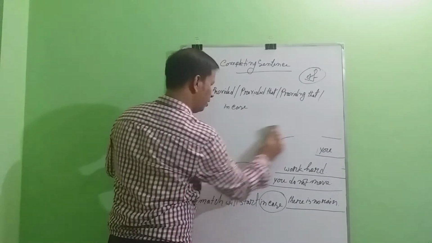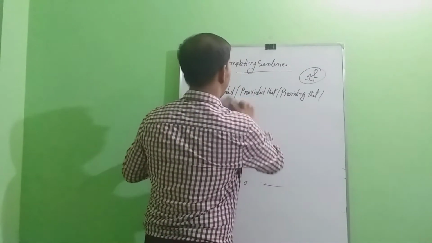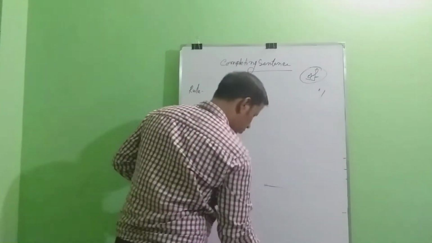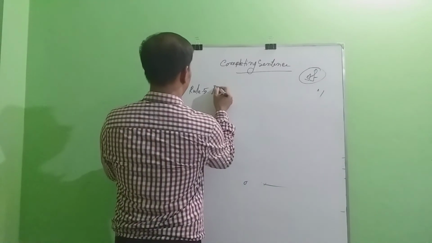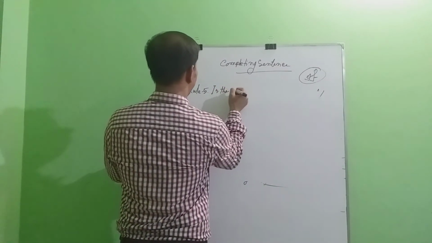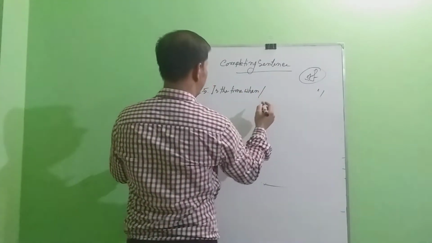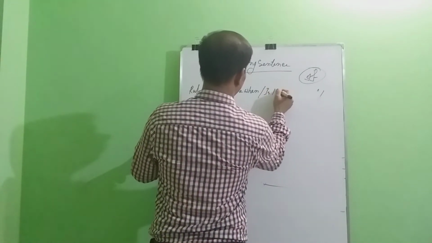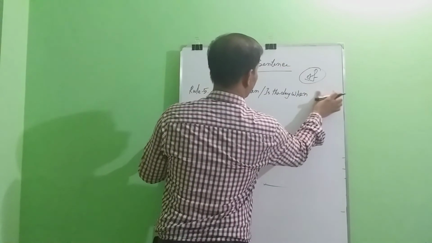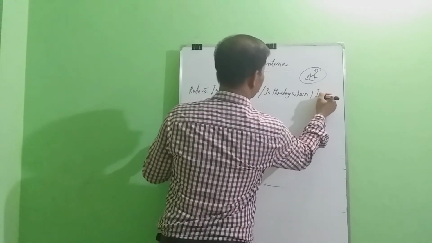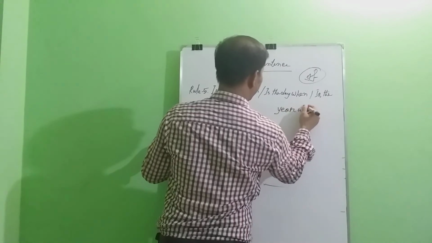Let us go to the next rule. The next rule will be number 5: is the time when, is the day when, and is the year when.